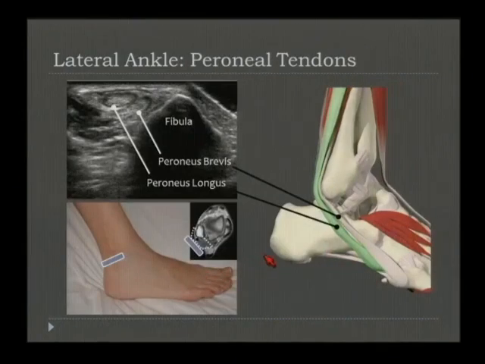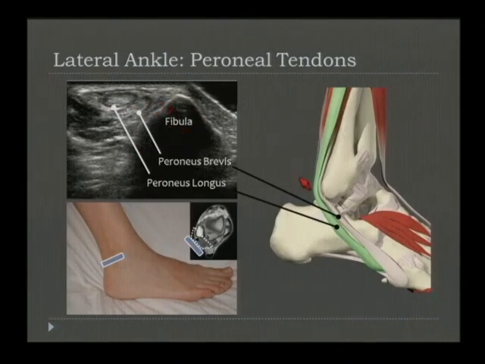As we move further back, again using the lateral malleolus as our landmark to palpation when doing ultrasound, you then place your transducer transversely and slightly posterior to the lateral malleolus. At this point, we'll have an image such as this with the fibula and the peroneal tendons underneath our transducer. The peroneus longus is the more superficial of the two. The peroneus brevis is the deeper of the two. They lie within the retromalleolar groove on the posterior aspect of the fibula.